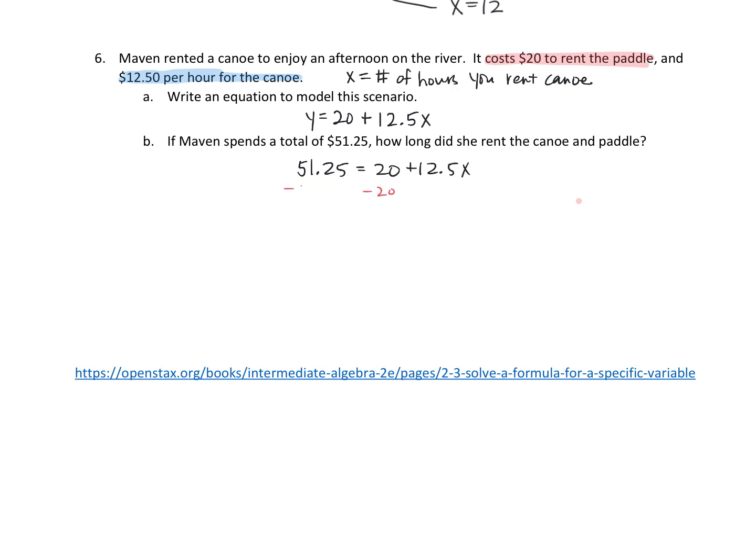So we would subtract 20 from both sides, and we would get 31.25 is equal to 12.5x. And then to get rid of the 12.50 that's next to the x, we would divide both sides by 12.50. So that would give us x is equal to 2.5. Again, x represented the number of hours that Maven rented the canoe, so it would be 2.5 hours.